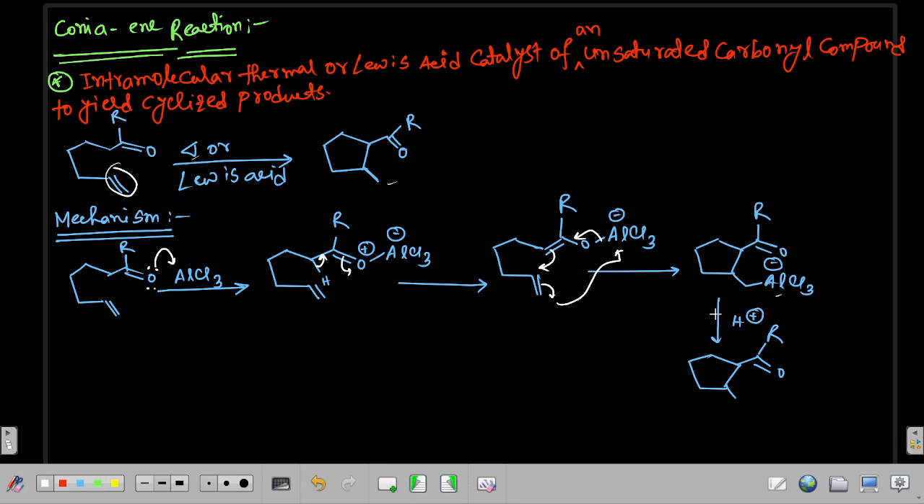Now in presence of acid, it leads to the removal of this AlCl3, so it will form this product, like this anion, and this anion will abstract the proton, and it leads to the formation of this product.